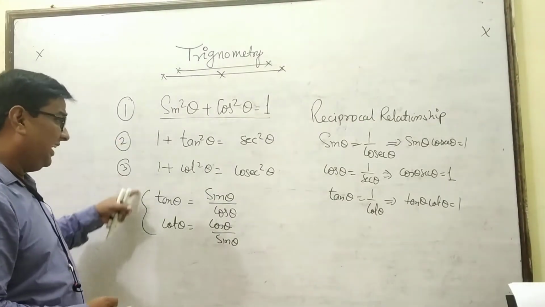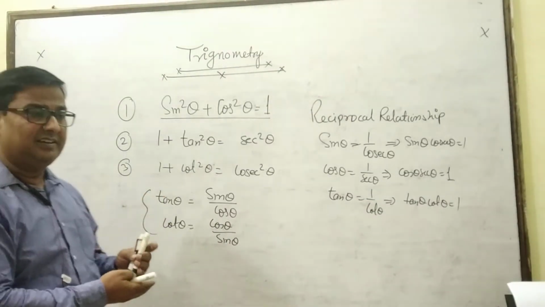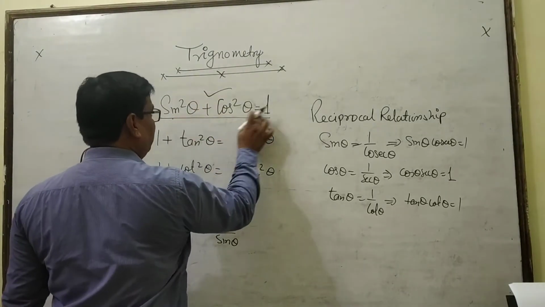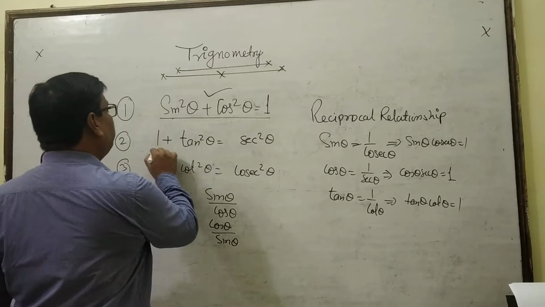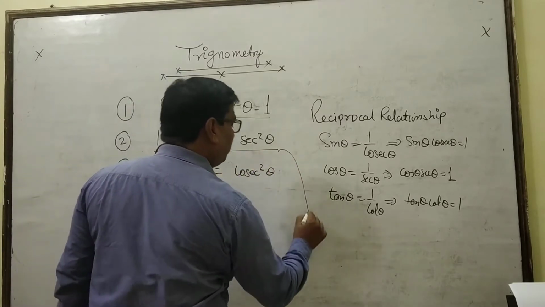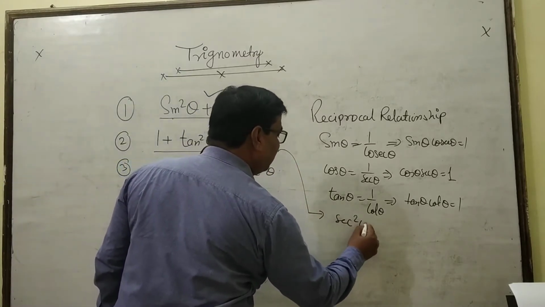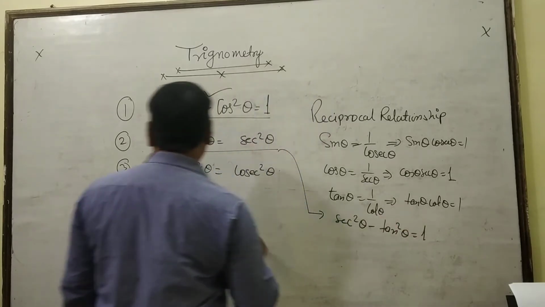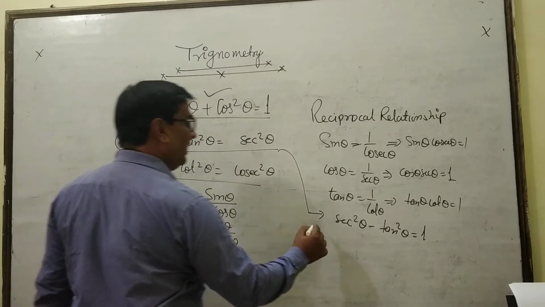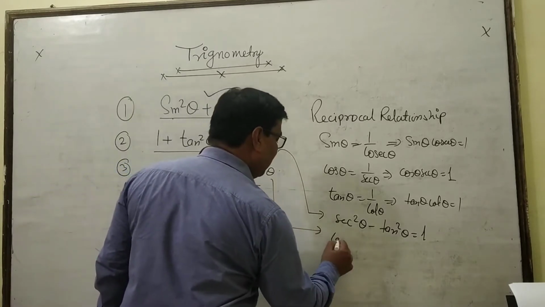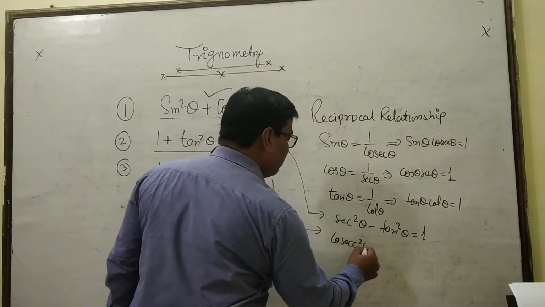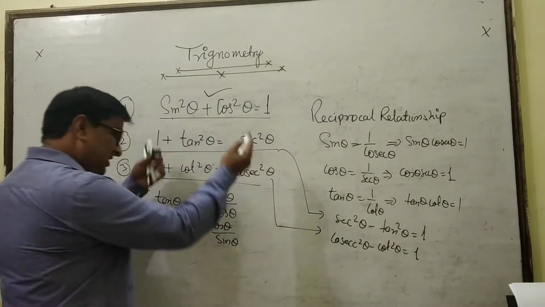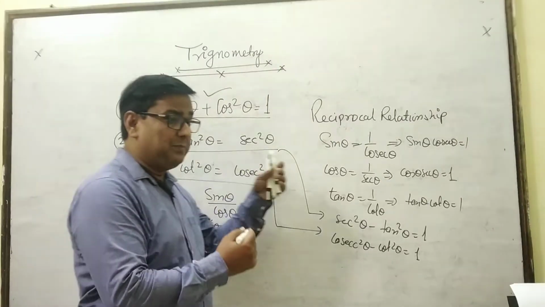So in this way you can write all trigonometrical ratios. So many are there. One is sin square theta plus cos square theta is equal to 1. From this equation you can also find sec square theta minus tan square theta is equal to 1. From this, you can also find cosec square theta minus cot square theta is 1. So these are the trigonometrical identities.